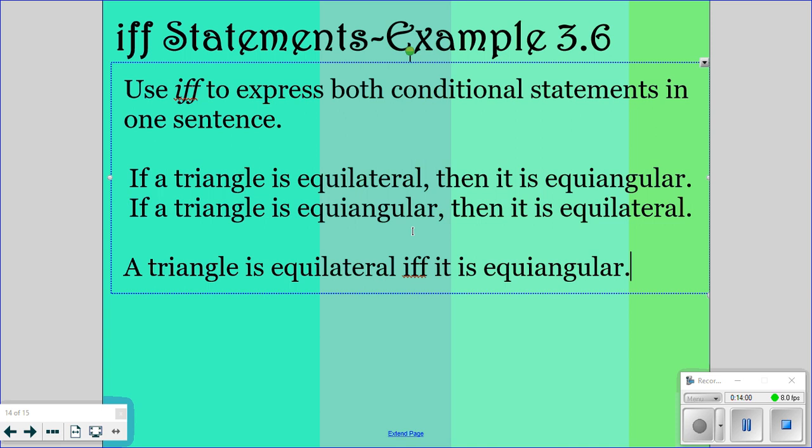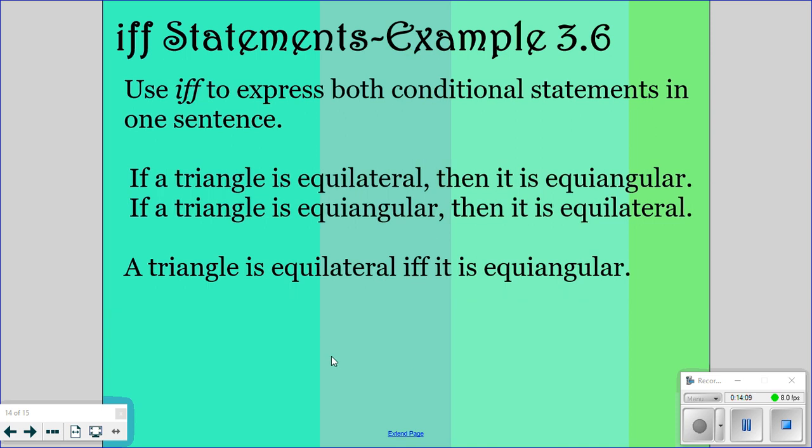So hopefully that jogged your memory on conditional statements a little bit. If you don't know conditional statements, you really need to look at that chart and learn them. You will have a question on your test that asks what is the converse, what is the inverse, what is the contrapositive, and if you get them mixed up, then it's going to be wrong. So you got to make sure you know those.